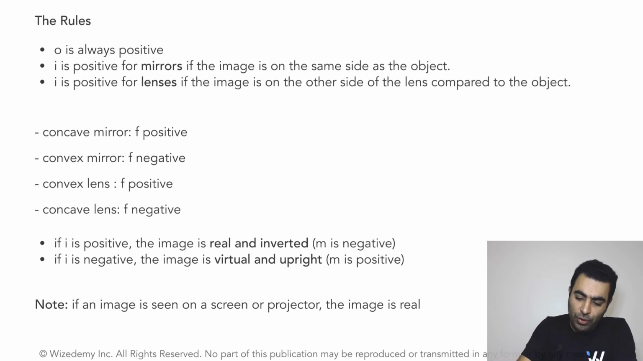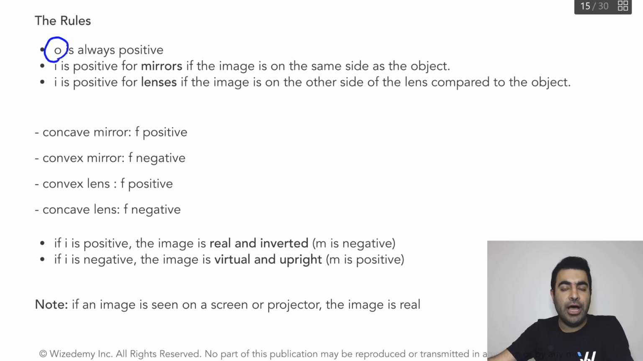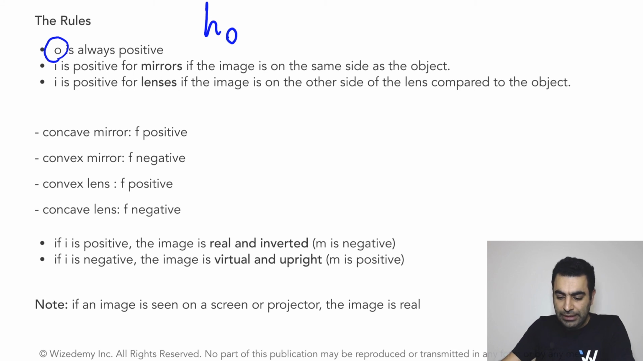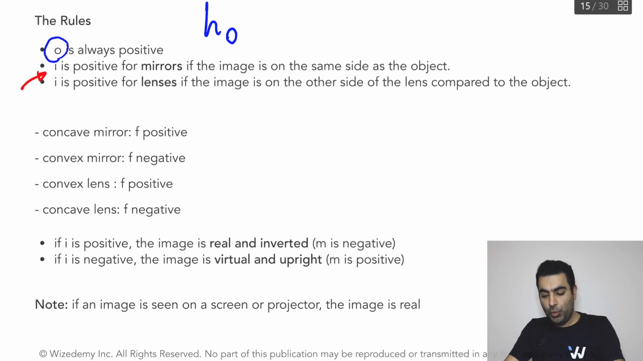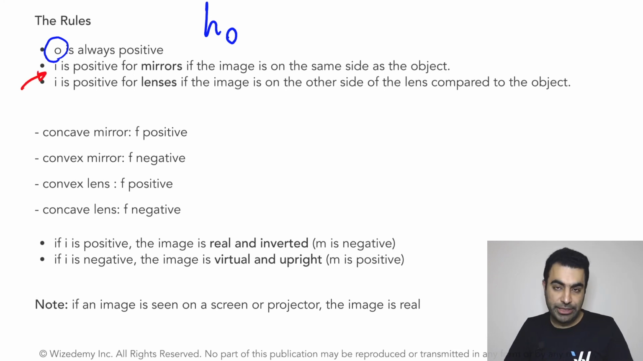First of all, O, which is the distance between the object and the mirror or the lens, is always positive in the equation we have above. That's easy to remember. And similarly, we always consider HO to also be positive. That's the height of the object. Now for I, which is the distance between the image and the mirror or the lens, we have certain criteria, which are different for mirrors and lenses.